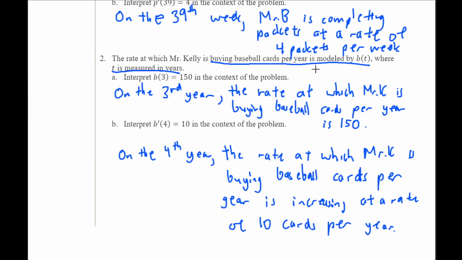The rate at which Mr. K is buying baseball cards per year, because it's a derivative, that's increasing at a rate of 10 cards per year. So your final units would be 10 cards per year squared. This 10 represents 10 cards per year squared, per years squared, because it's 10 cards per year per year.